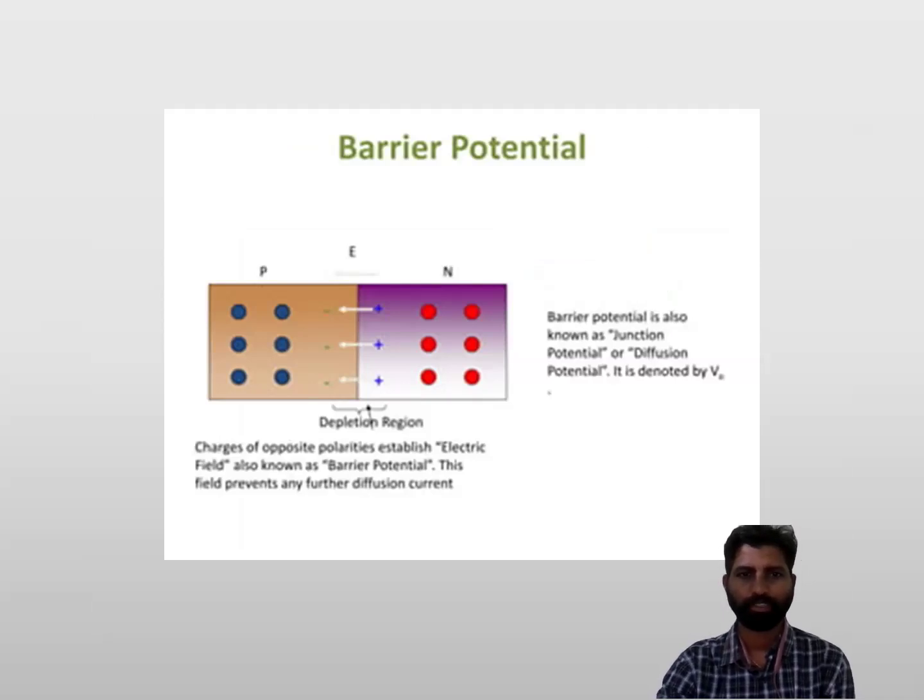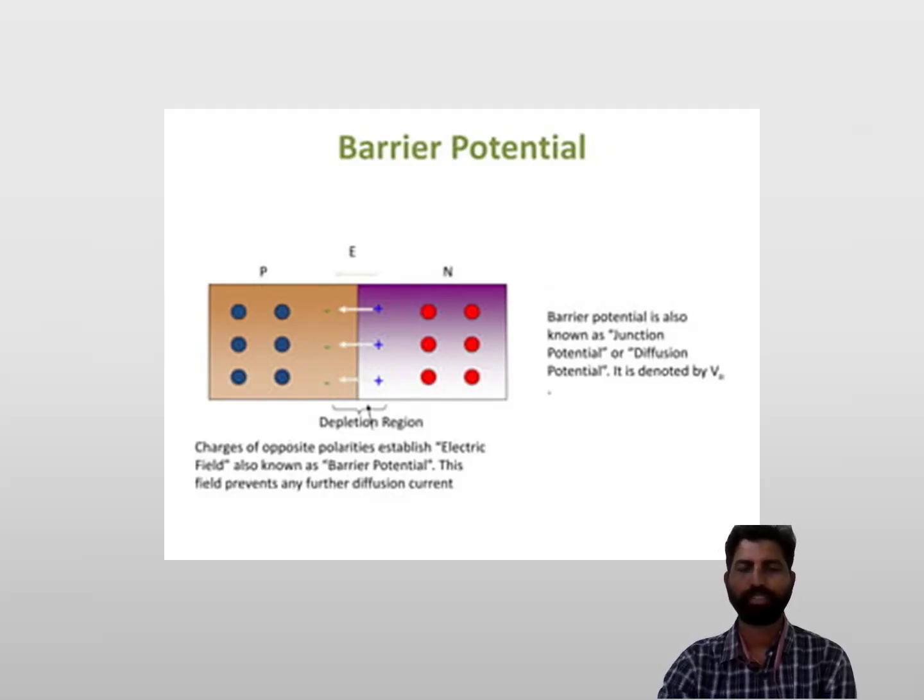This is the depletion region, which forms because of the immobile ions. We have negative charge carriers in the P material and positive charge carriers in the N material. When these two materials are placed together, diffusion takes place and later a depletion region forms. This depletion region consists of negative charge ions from the P-type and positive charge ions from the N-type, and these are the immobile charge ions. These charges of opposite polarities establish an electric field, also known as the barrier potential.